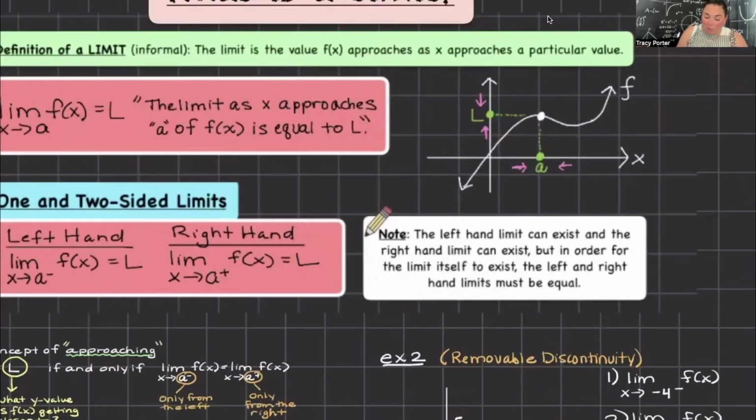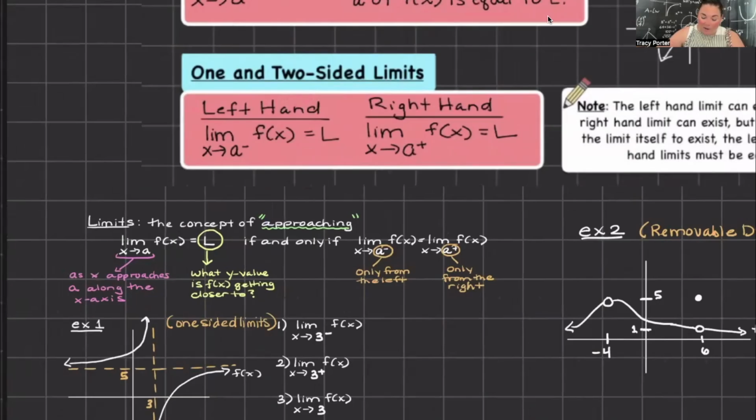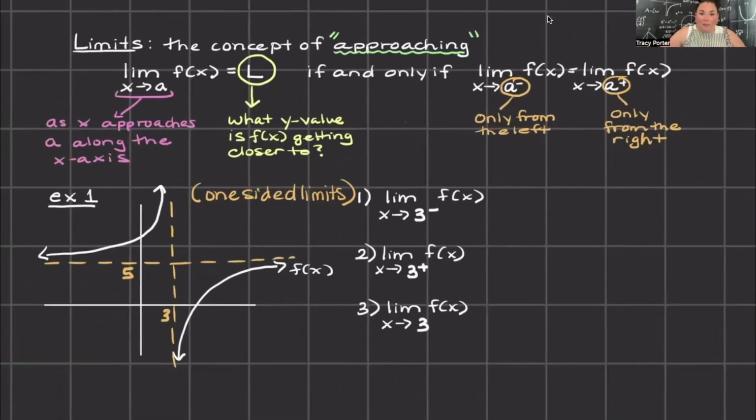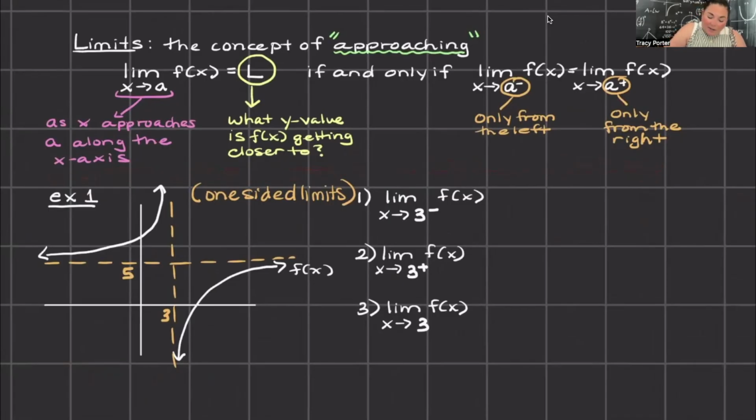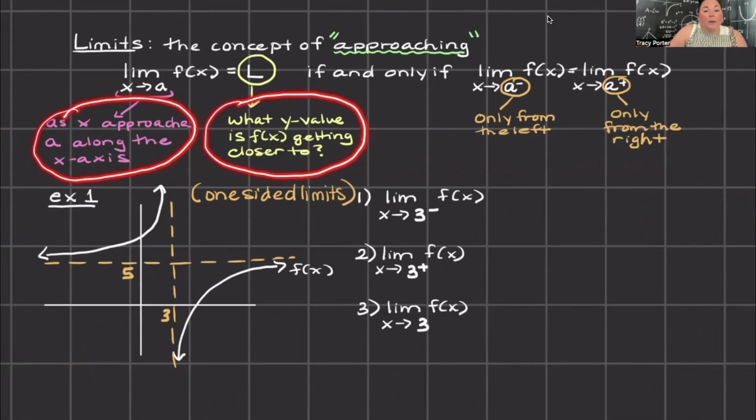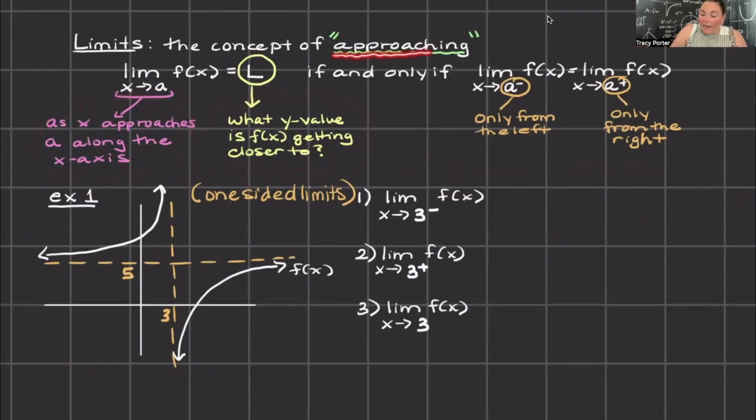So we're going to explore a little bit and get our mind around this. Coming down here, this is saying a lot of the same stuff that I just said. We're saying here that as x approaches a along the x-axis, L is what the y value, or f of x, is getting closer to. We're just getting our comfort level around the term and the concept of approaching. And remember, like I said above, that's the left hand and this is the right hand limit.